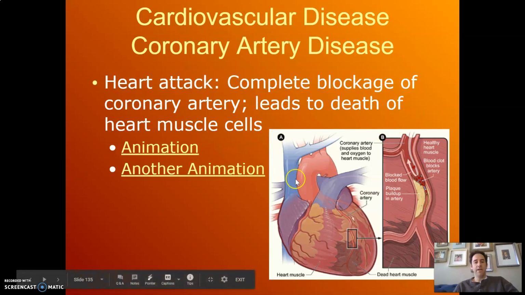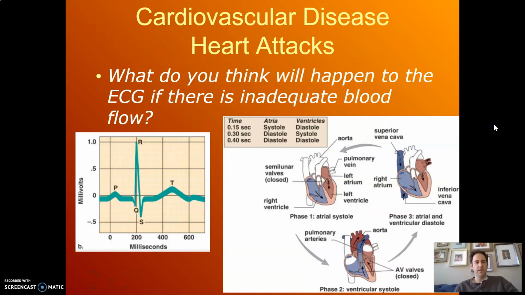By the way, I have some animations. Feel free to click on these and check them out if you want more detail on this, but they're not as critical as that first one that I sent you to. Now, if there's not enough blood flow to the heart, what do you think is going to happen to that ECG, that nice atrioventricle, atrioventricle, atrioventricle pattern of the heartbeat that we had? I'm guessing you're thinking it's going to not work as well, and you're right.